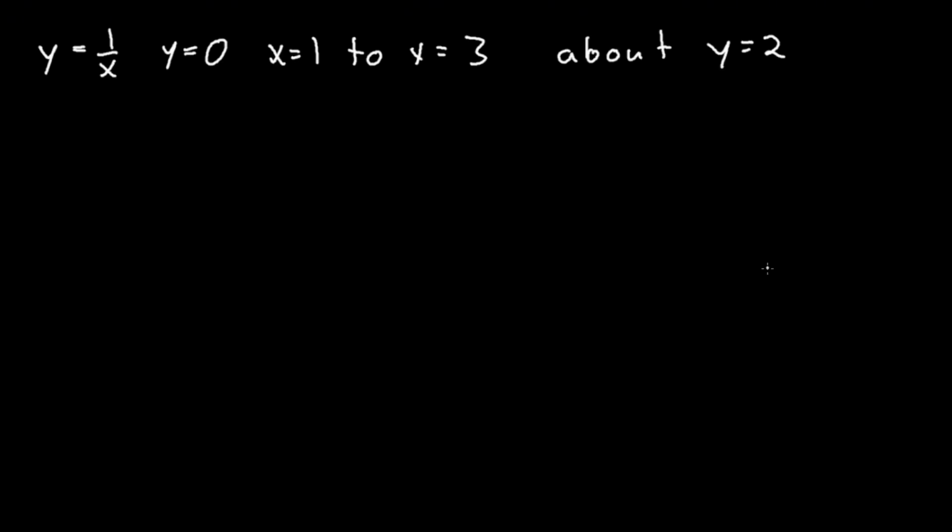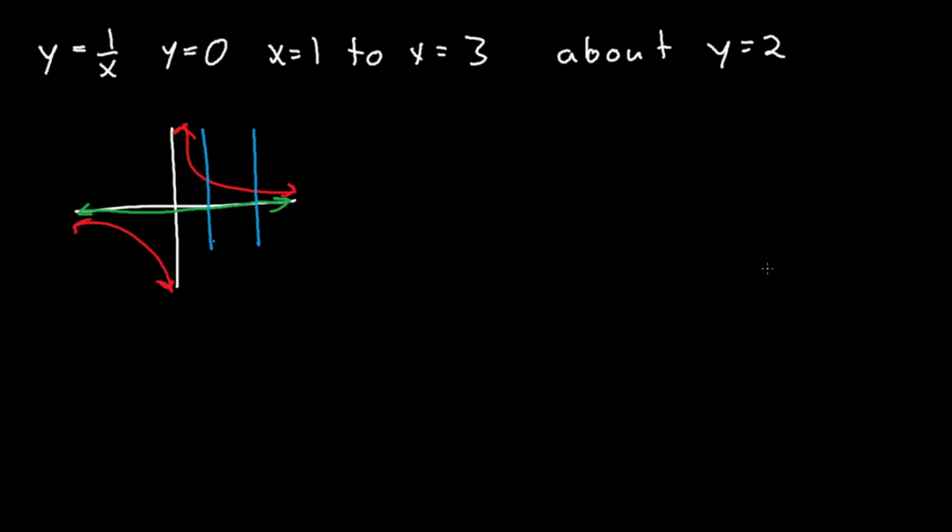So for this problem, we have the function y is equal to 1 over x. Let's draw the graph. y is equal to 1 over x looks like this. Standard basic function. And y is equal to 0 is along the x-axis. So x is equal to 1 and x is equal to 3 are simply vertical lines at the x values 1 and 3. Therefore, our region is bounded here.